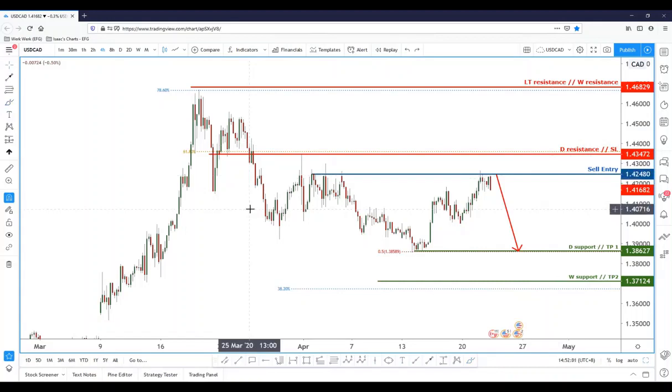For today's trade of the day, the dollar CAD, we're bearish. Here's the sell entry at the 1.42 level, the first take profit at the 1.38 level, and the stop loss at the 1.43 level.